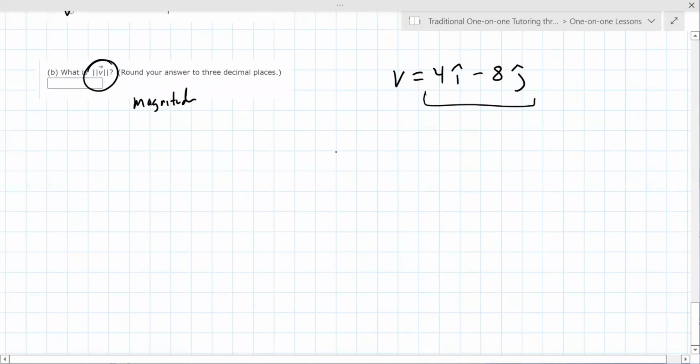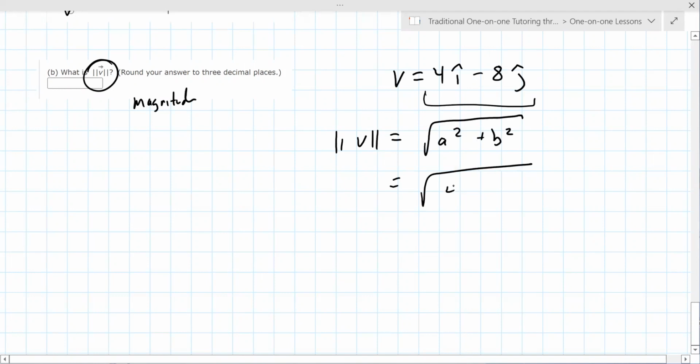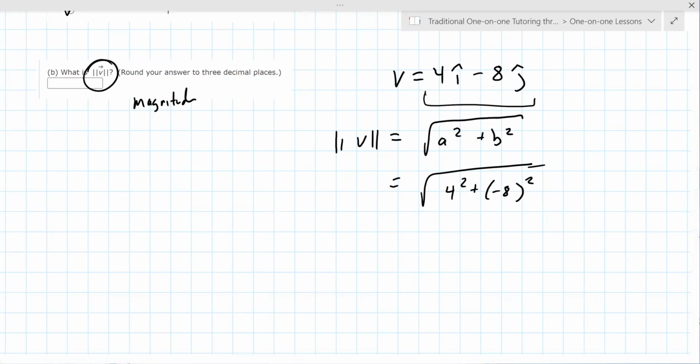Okay, so the magnitude of V is a squared plus b squared, square rooted. Your a is 4, your b is minus 8. There is no k, so you can stop there. It says to round to 3 decimal places, so I'm going to grab a calculator. 8.944.